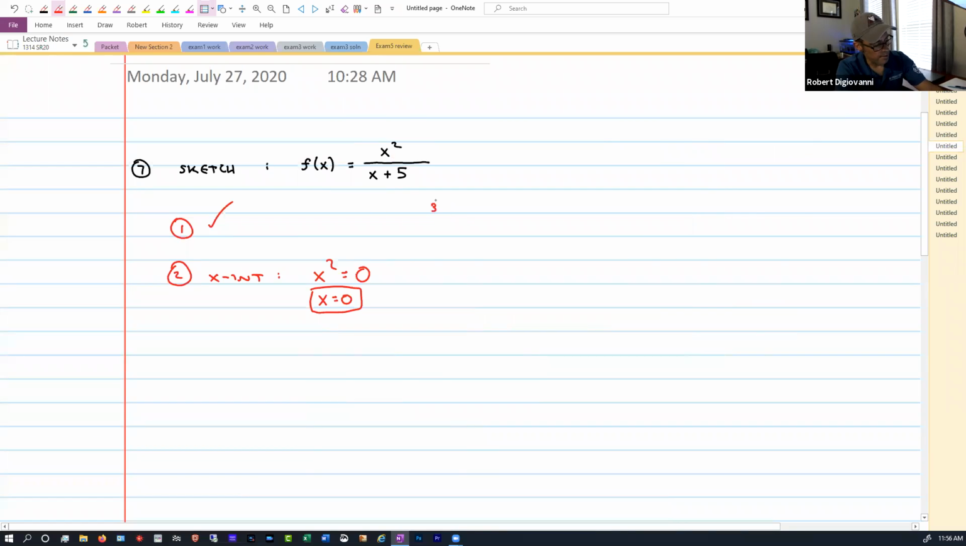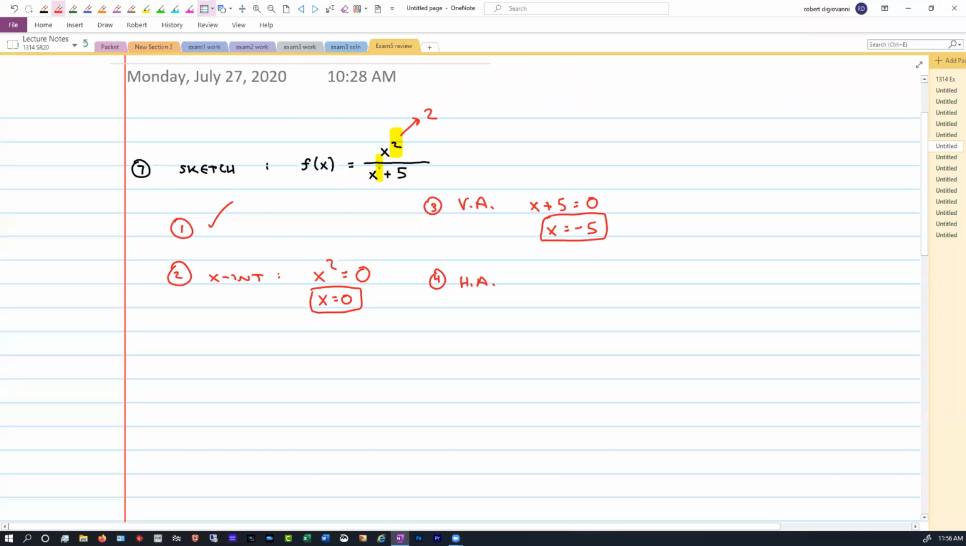Step 3, the vertical asymptote. So you set the denominator equal to 0. That's also pretty clean. Just move the 5 over, subtract it. So you have 1 vertical asymptote. And then the horizontal asymptote, here's again where we're going to compare the degrees. So the degree of the numerator is 2. The degree of the denominator is what?